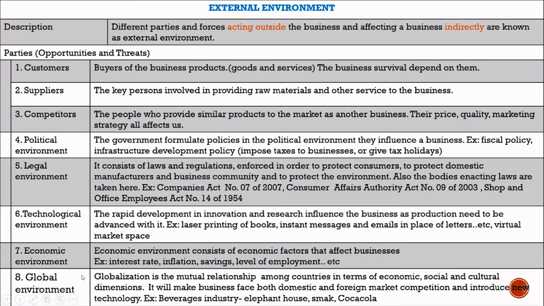Finally, it is the global environment. So, this global environment came about due to the improvement in technology. You know now, we are not isolated, we are all communicating or having interrelationships with other countries. So, it is because of that globalization is there. Globalization is the mutual relationship among countries in terms of economic, social, and cultural dimensions. It will make business face both domestic and foreign market competition and introduce new technology.